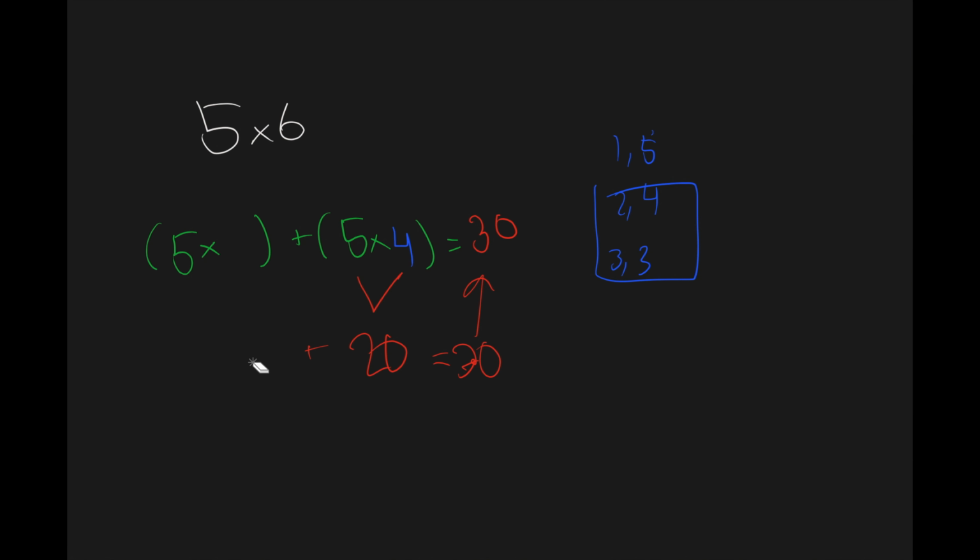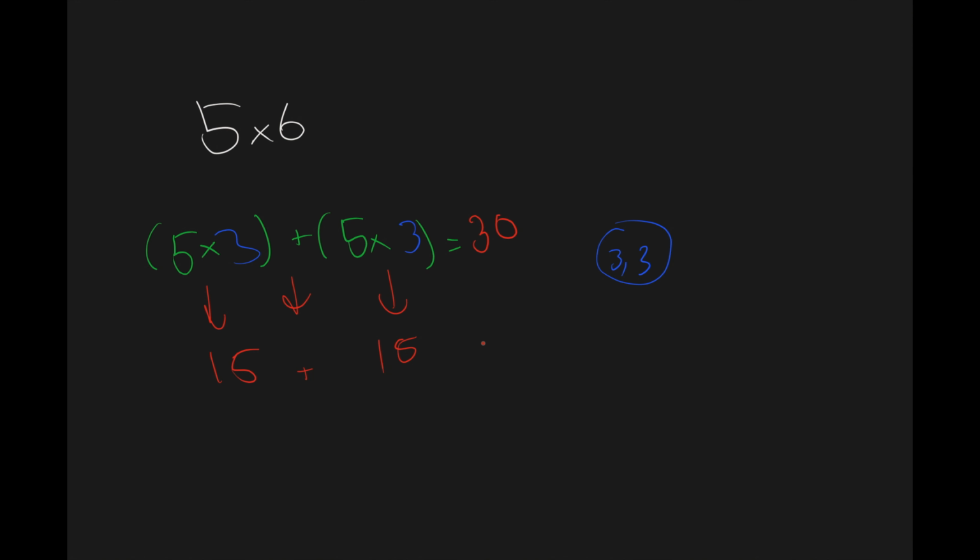Or, let me erase that. Or we could take this one. 5 times 3, 5 times 3. Right? So 5 times 3 is 15. 5 times 3 again is 15. Those added together equals 30. Got the same answer both ways. So now we know how to do this. Let's go ahead and move on to problem time.